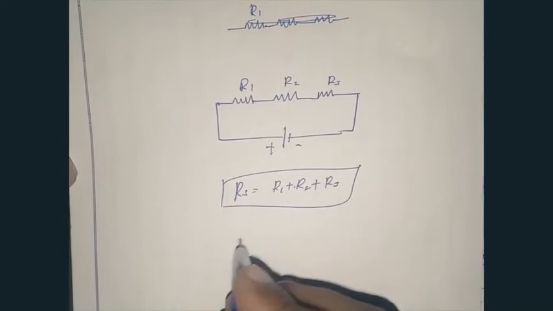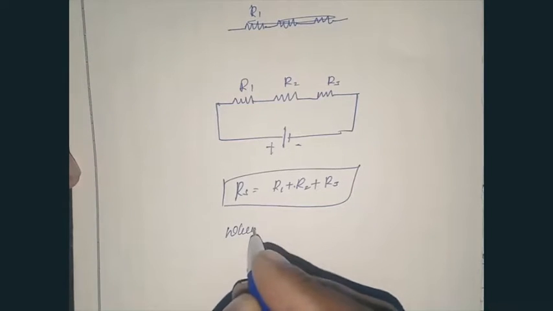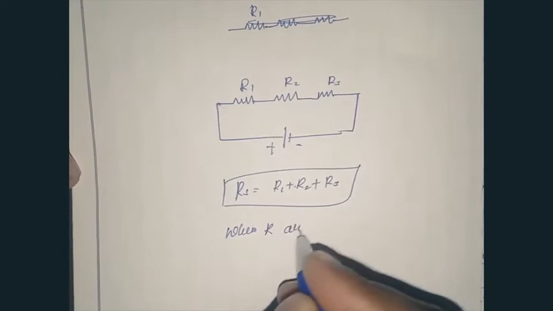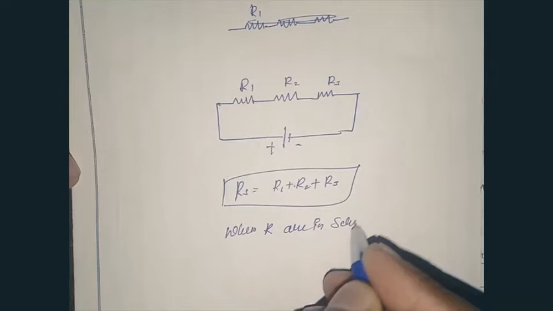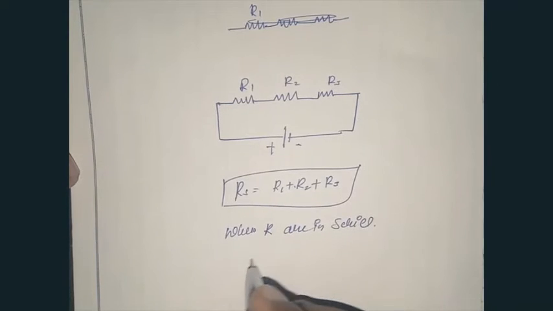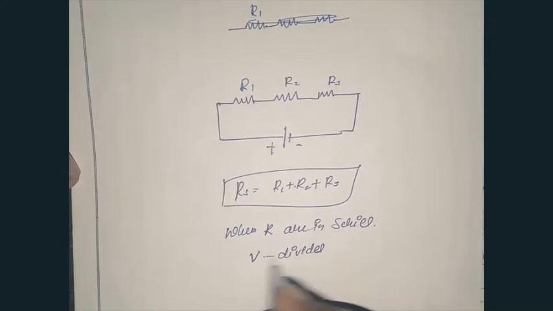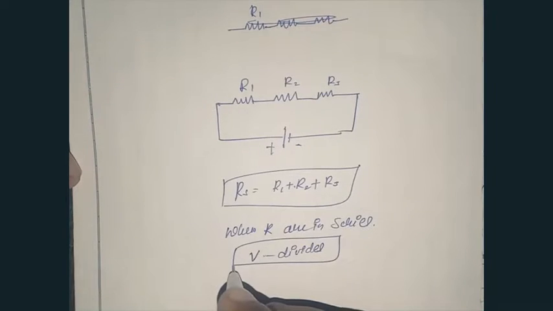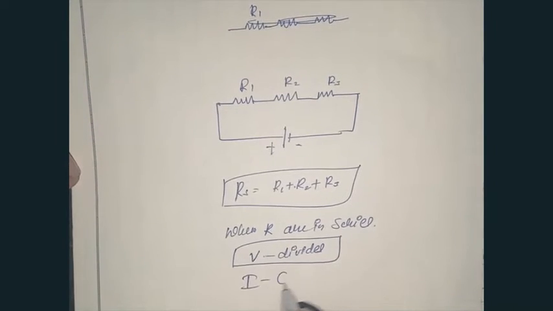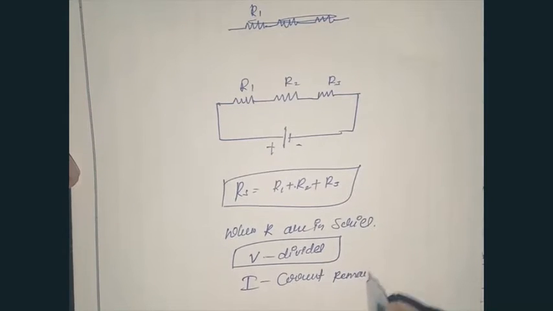So here, when resistors are in series, voltage divides. What divides? Voltage divides. That means potential difference divides, whereas current remains the same. Current remains the same.